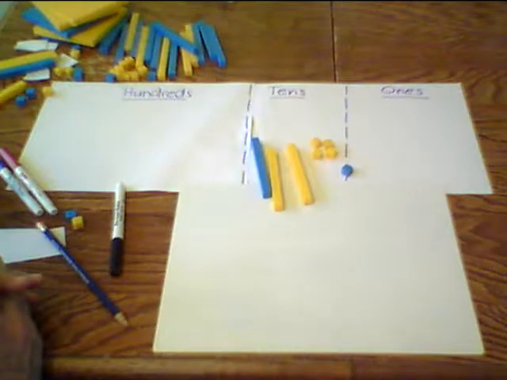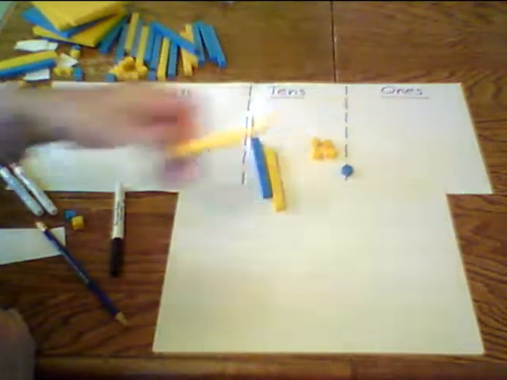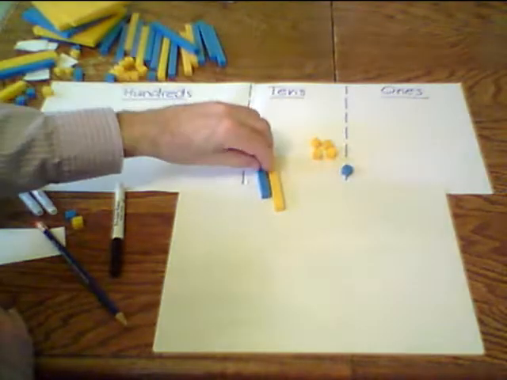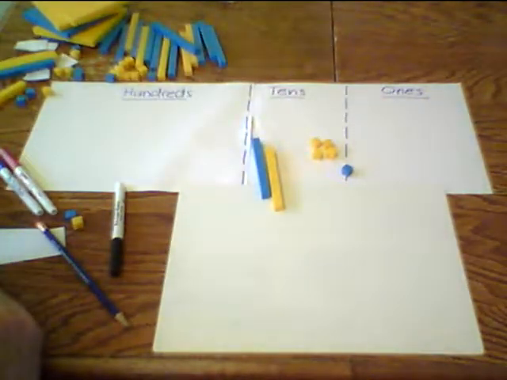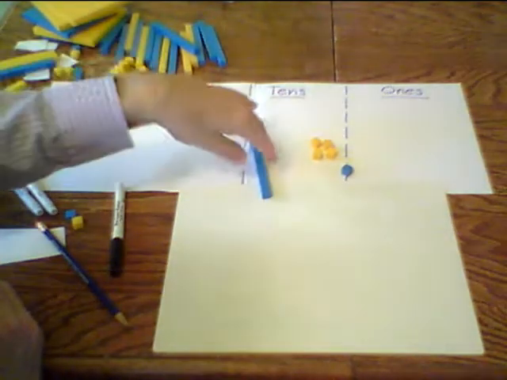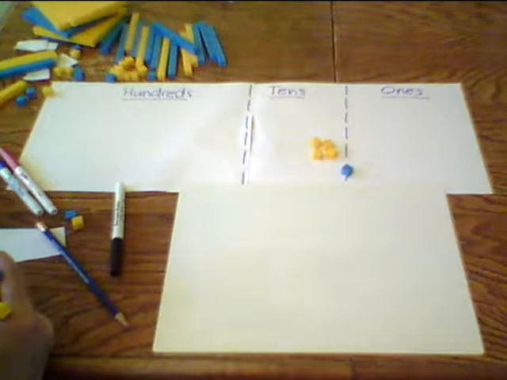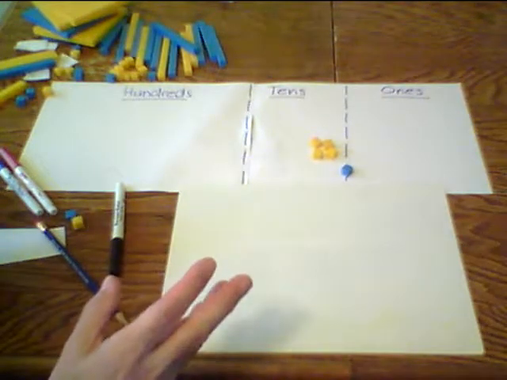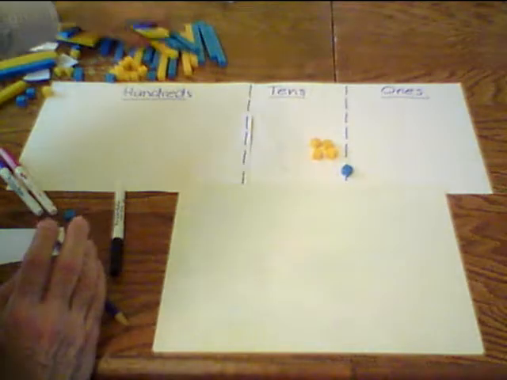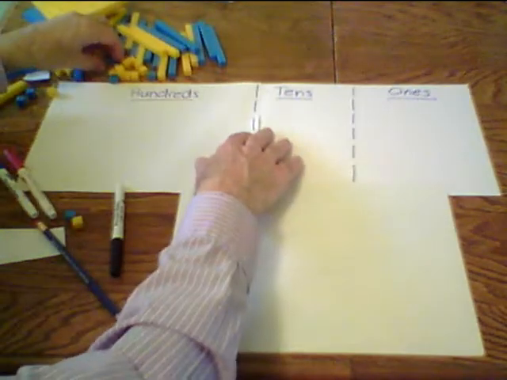Okay, so that's 35. I could say, is there another way I could represent 35? And yeah, I could take away 1 10 and put in 10 ones. So I could have 2 10s and 15 ones. Okay, or I could take away another 10, have 1 10 and 25 ones, or 35 ones. Okay, that's very important to see that I can represent these numbers in a lot of different ways.